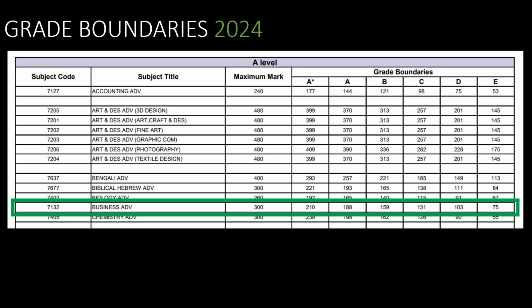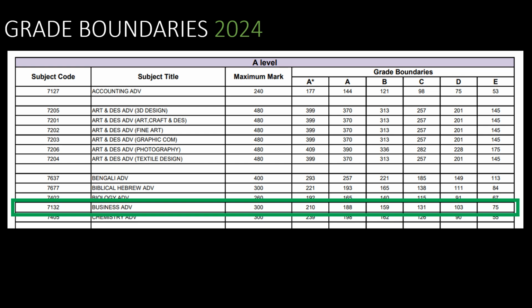Grade A. 188 out of 300 secured you a grade A in A-level business, and 159 secured you a grade B. 131 out of 300 was a grade C, Grade D, 103, and Grade E, 75 out of the 300. Now, to get the A-level business, you do need to sit all 3 papers. Okay, so you must sit paper 1, 2, and 3 to be awarded a grade. But there you go, the grade boundaries are there for you to have a look at.